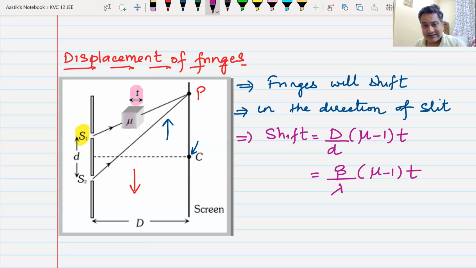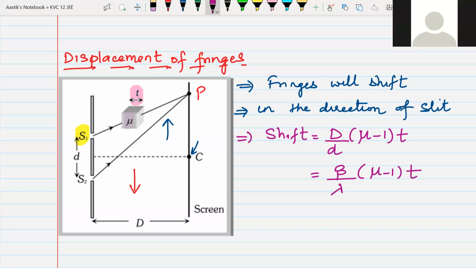Remember, if the upper slit is covered, it will shift upwards. If the lower slit is covered, it will shift lower. If both the slits are covered, because of the upper slab, it will shift upwards. Because of the lower slab, it will shift downwards. Do we understand this? I'll give you 2 minutes to note this down. Remember in what direction it shifts and how much is the shift. These are the two things that you should remember here: the direction where it shifts, and the amount which it shifts.